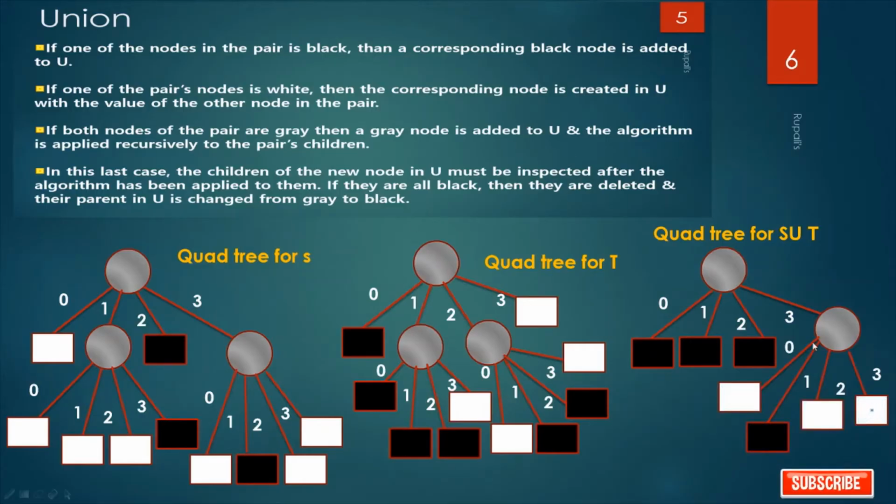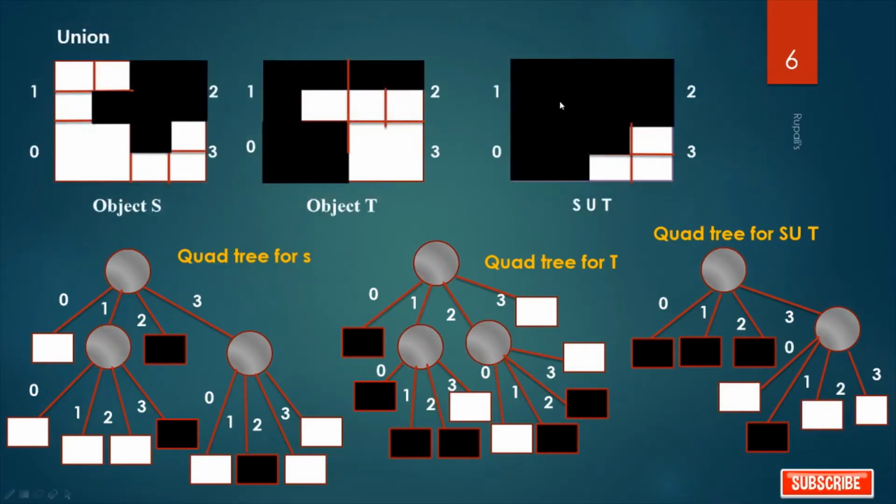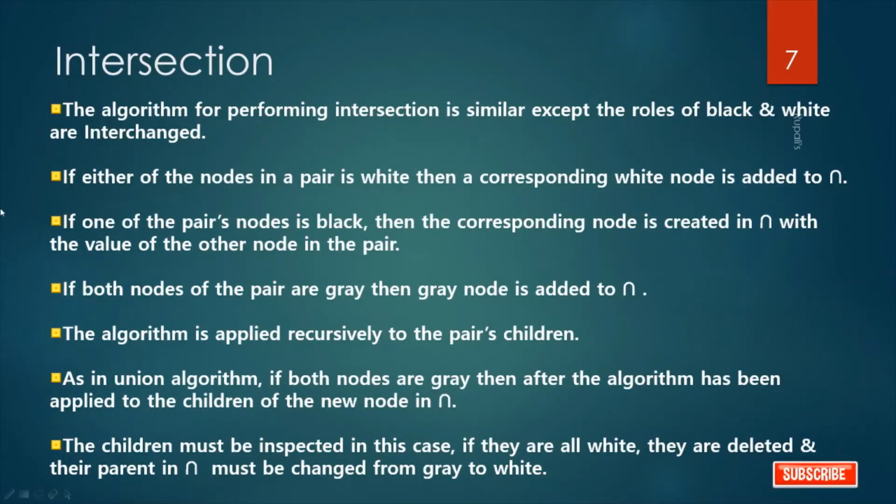So this is the quadtree for S union T. Now from this quadtree you can easily draw the object. So this is our S union T. So next rule is for intersection. The algorithm for performing intersection is similar, except the roles of black and white are interchanged. Just change the roles of black and white.